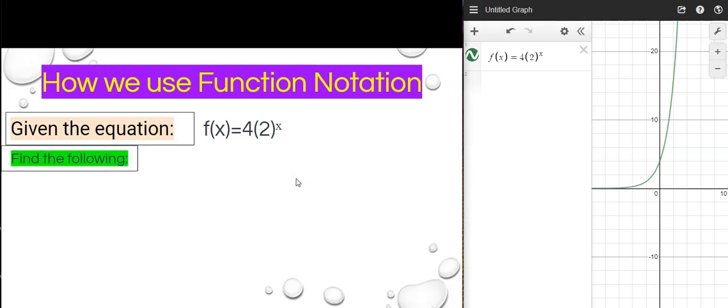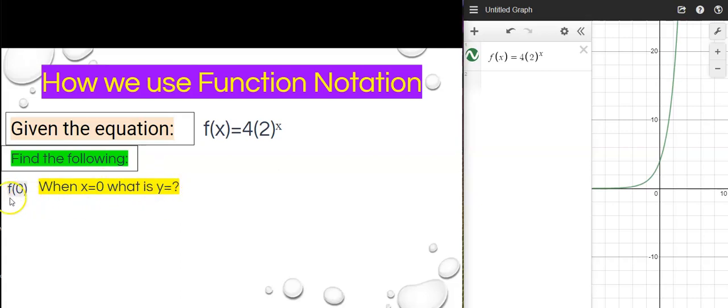So, we're going to use this function notation to help us find f of 0. Okay, f of 0 says that now, as you see, what does this notation mean? It's f of 0, it's no longer f of x. What this means is that when I substitute a 0 in for x, I want to know what my y value is.